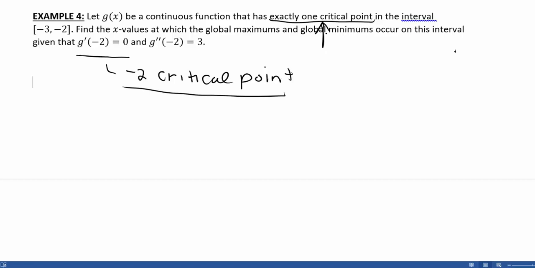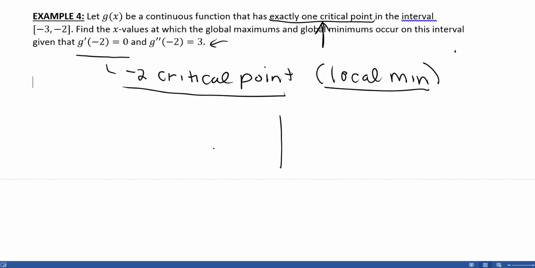Now we also know that the second derivative of this function at -2 is 3. So we have the second derivative test to classify critical points, and we know exactly what's happening at this critical point. So the second derivative test tells us that if the second derivative is positive at your critical point, that critical point is a local minimum. So here, we know that this function is going to be concave up at -2.